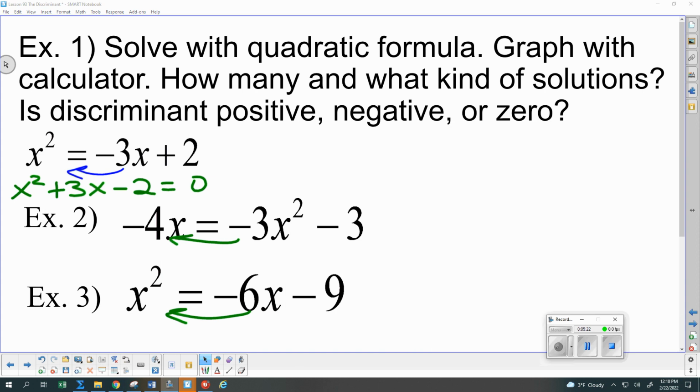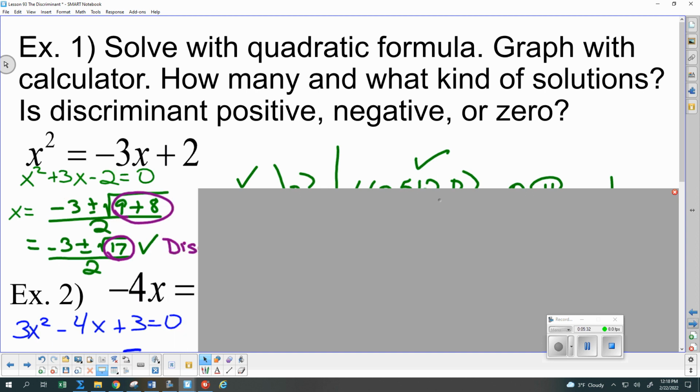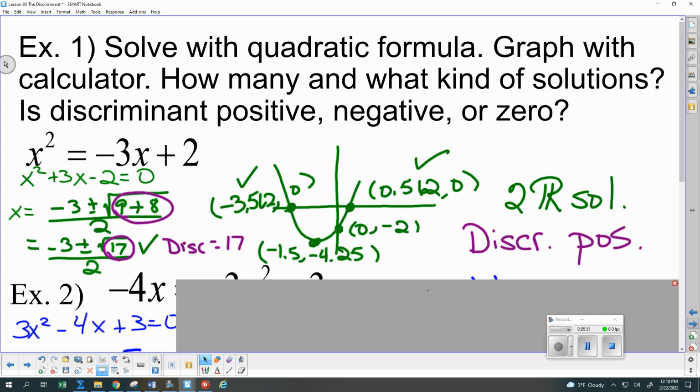So let's put together what my different groups came up with for these three. On the first one, when we plugged into the quadratic formula, we got -3 plus or minus the square root of, and then this became a 17. So not real nice numbers. It was irrational. -3 plus root 17 over 2, -3 minus root 17 over 2, but we had two real solutions. When we drew the graph, we got one with the vertex at -1.5, -4 1/4.